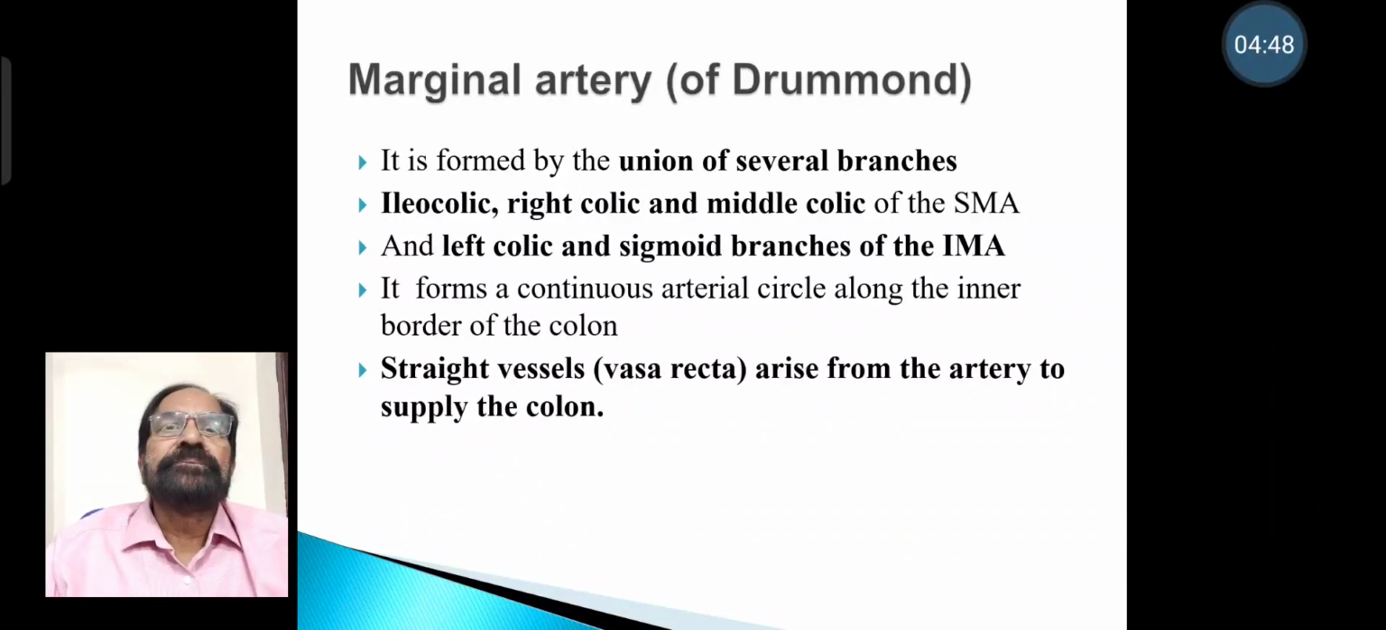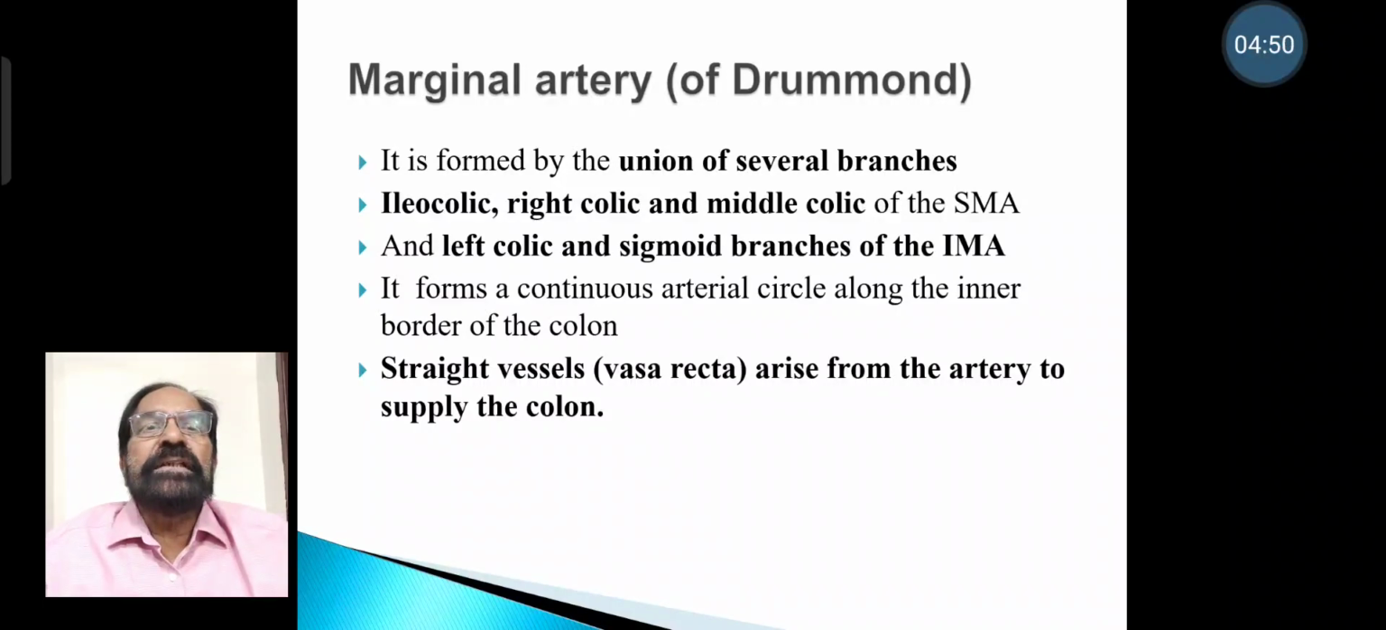Marginal artery of Drummond. It is formed by the union of several branches: ileocolic, right colic, middle colic of the superior mesenteric artery, and left colic and sigmoid branches of the inferior mesenteric artery. It forms a continuous arterial circle along the inner border of the colon. Straight vessels, vasa recta, arise from the artery to supply the colon.